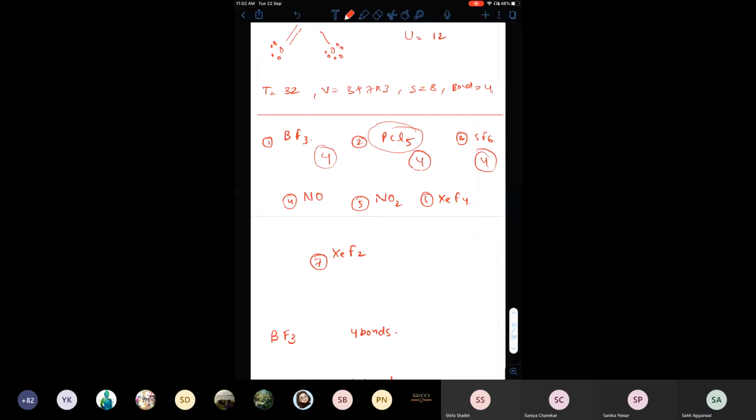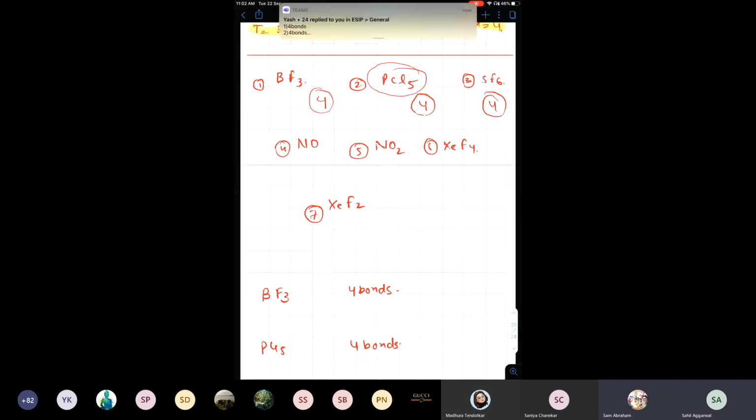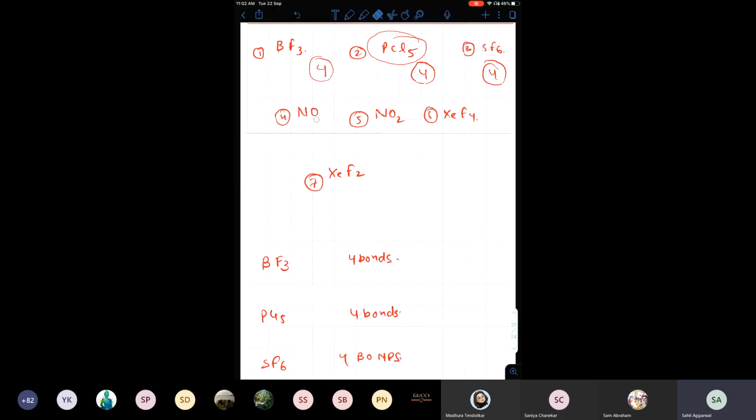So can you explain the fractional? Did you try that, Sam? XeF4. No, sir. Here P will be 16, 2 atoms. V will be 5 and 6, 11. S will be 5, bond will be 5 by 2. Okay, sir. Understood?